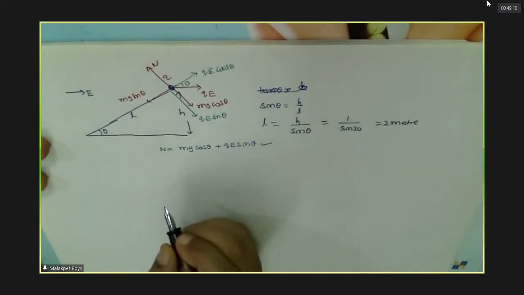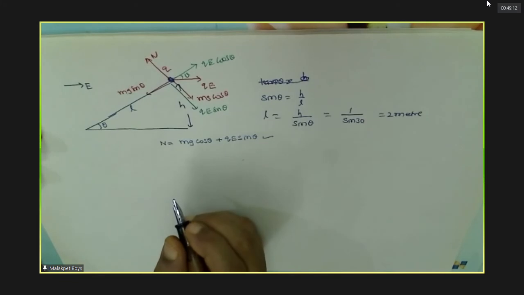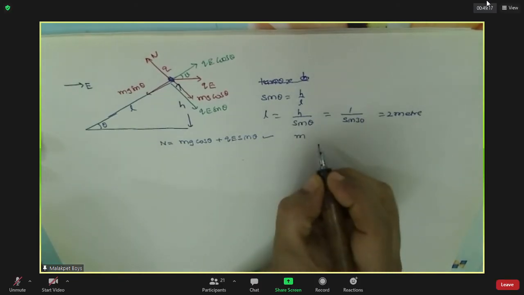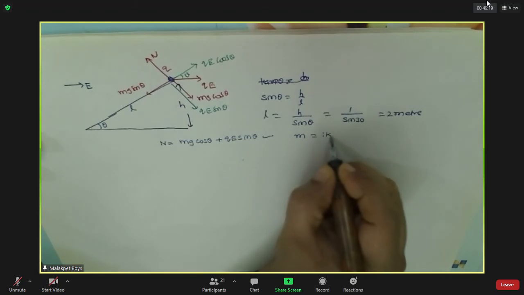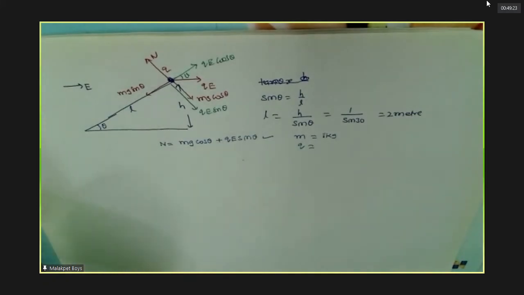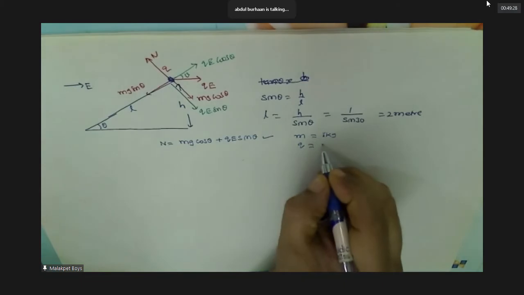This is balanced. All values are given. What is the mass of the particle? 1 kg. What is the charge on the particle? 0.01 coulomb.